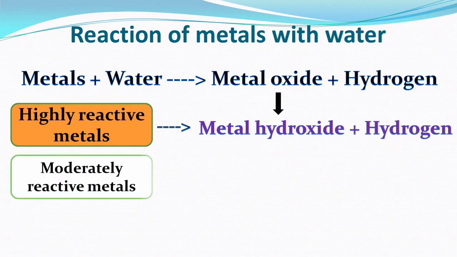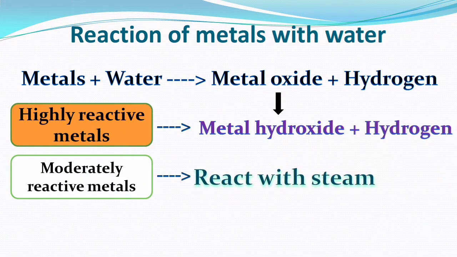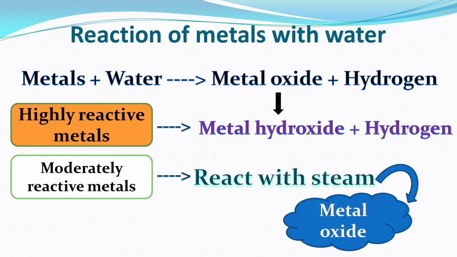The moderately reactive metals react only with steam and they form metal oxides and hydrogen. So, metal hydroxides are formed by metals that are present at the top of the reactivity series. This indicates that the reactivity of a metal with water also depends on its position in the activity series.